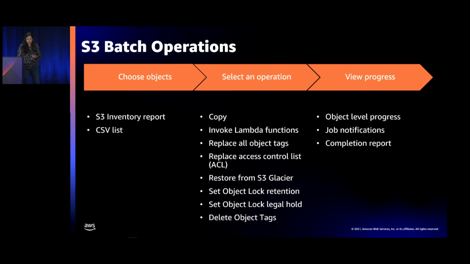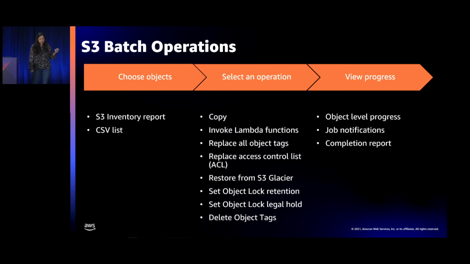And here is how it works. You first provide an input into the job, which could be a CSV or an inventory report. In our case, it's going to be the inventory report that we just generated in the previous slide. Next, you select the operation you want to perform. So copy, which is what we'll use for creating the encrypted copies of our unencrypted objects. You could also invoke a Lambda function, providing an almost limitless capability for data handling. You could replace all object tags or access control lists. Note that these operations replace and do not add to an existing configuration.